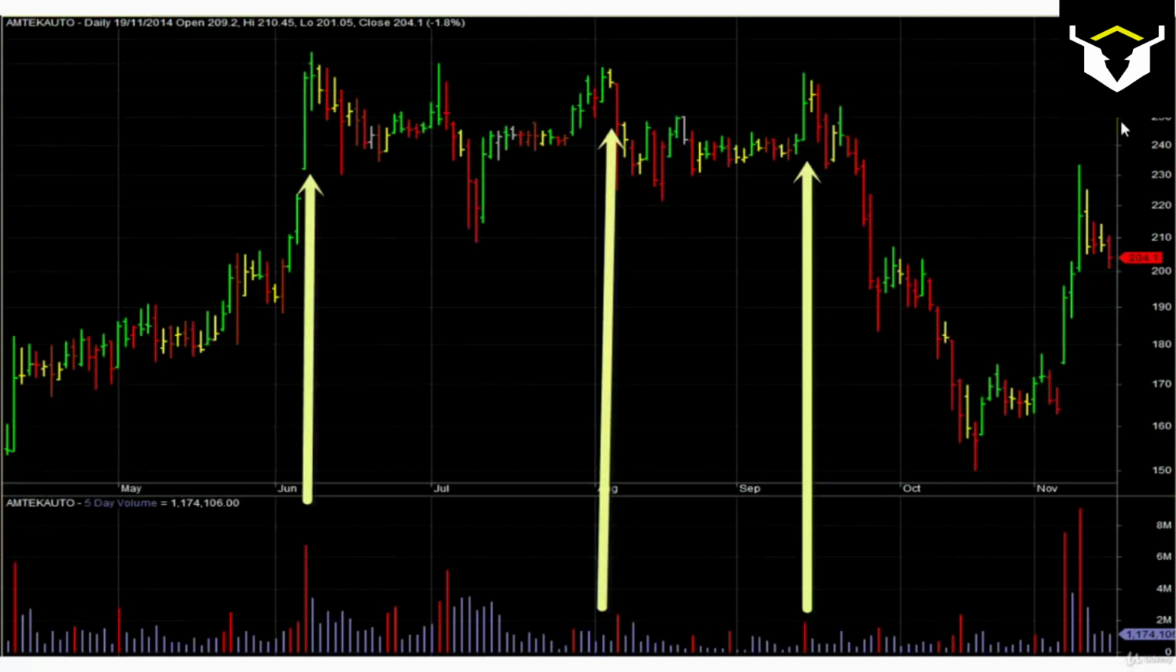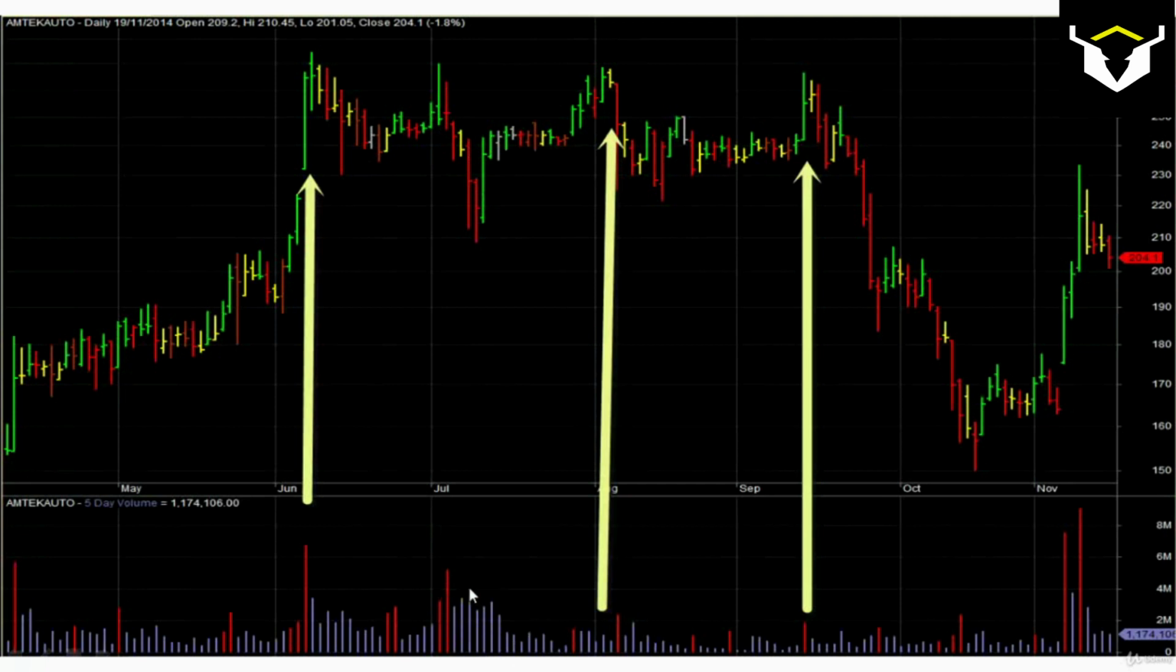Our next chart is also a chart of Amtech Auto. It's a daily chart, and as of the first arrow, you can see prices made a new high on increased volume. Here prices tried to go to newer highs but failed and came down. Now this downside move was supported by increased volume.